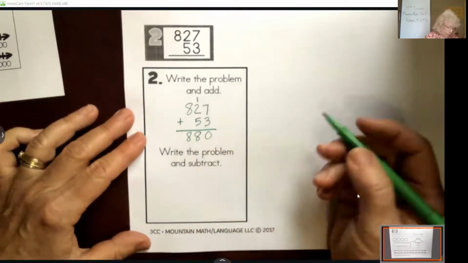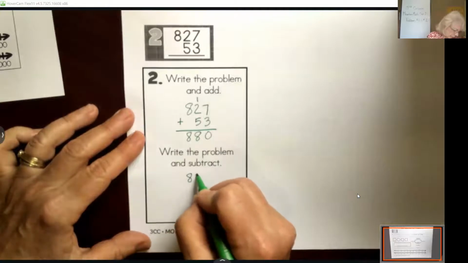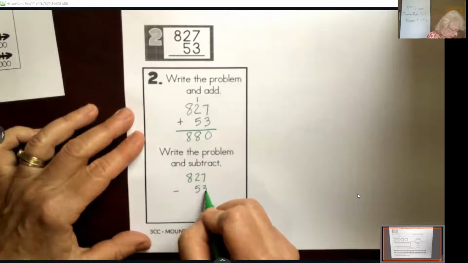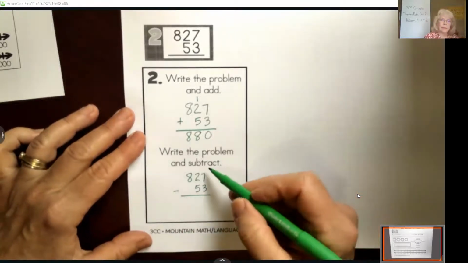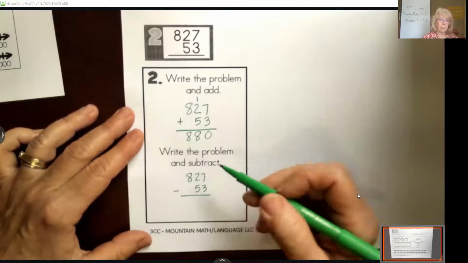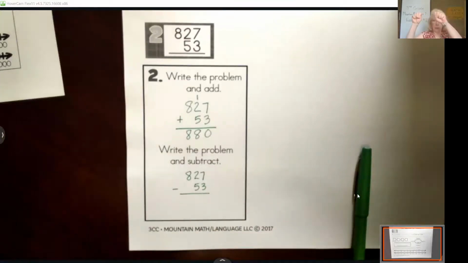Write the problem and subtract. 827, take away 53, and let's see what happens. So we have 7 take away 3. We could also count up from 3 to 7. So 3, 4, 5, 6, 7. How many fingers do I have up? Say it out loud. Yes, 4.